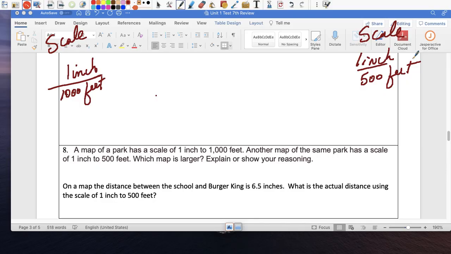Okay, so let's think about this. So here's an inch. About an inch. Yeah, that's about an inch. Actually, let me put it the other way.